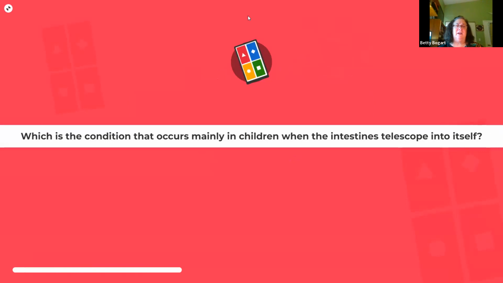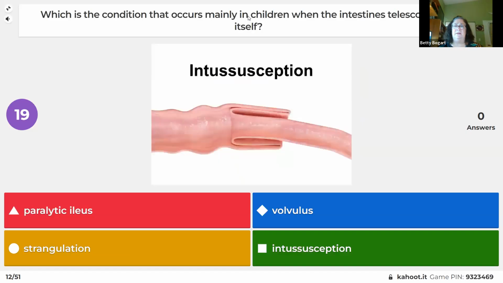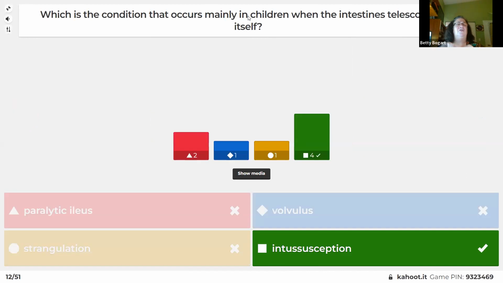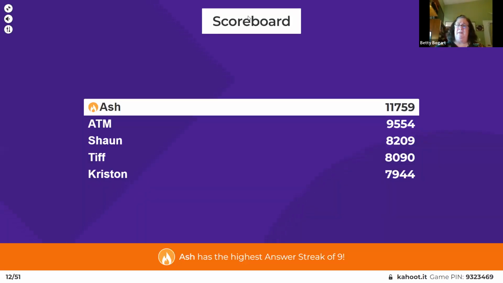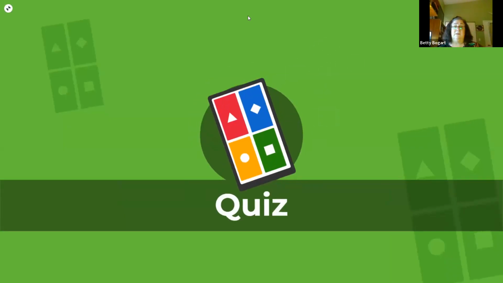What is a condition that occurs mainly in children when the intestines telescope into itself? It's usually children that are 1 to 3, that's the biggest time. Kids come in crying, legs are shaking, they hurt so bad. And it's called intussusception. Put them on a high fiber diet, or we need an air enema or surgery. Those are the 3 treatments.